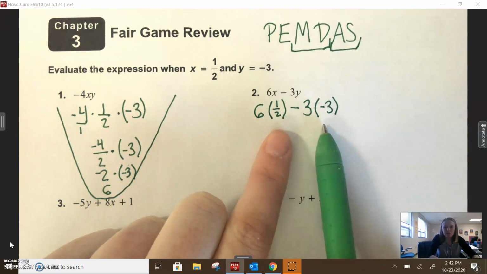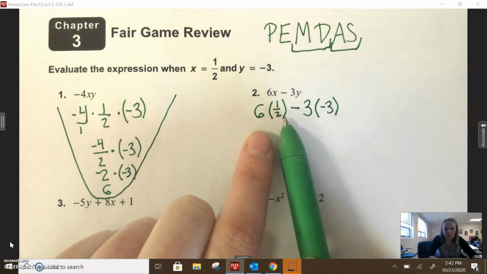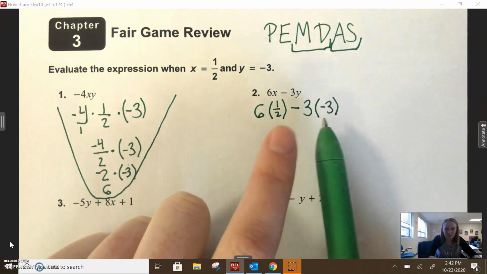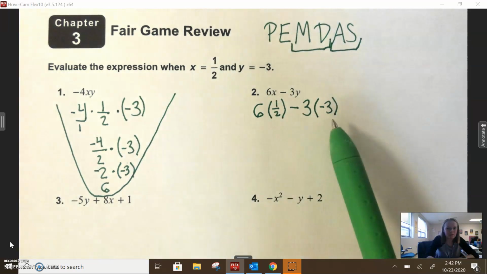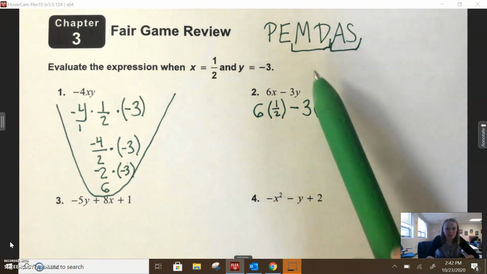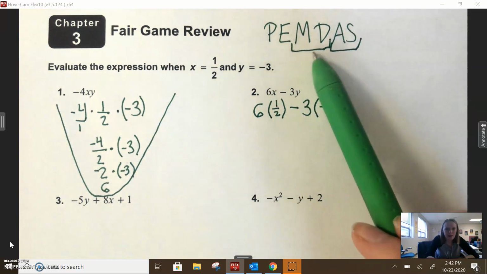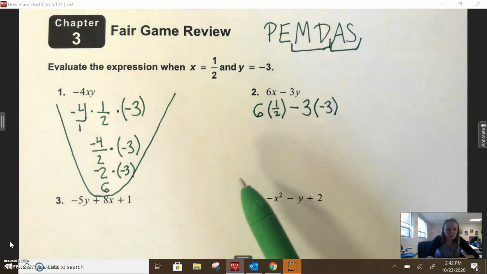These parentheses are more just organization. They're organizing my numbers from each other so that they're not combined into one. So there's nothing really to solve with my parentheses. I don't have any exponents. I do have some multiplication to do though.